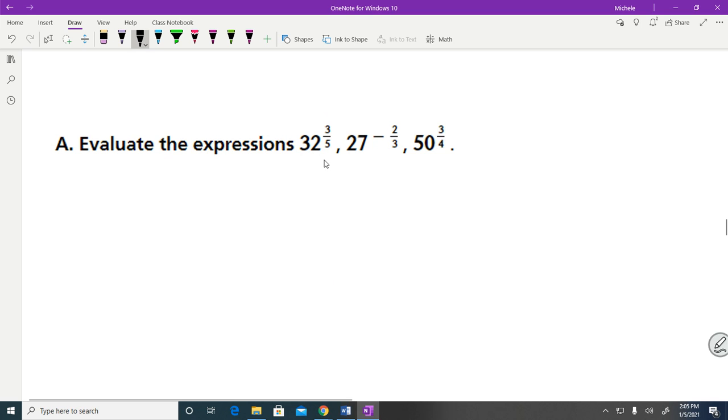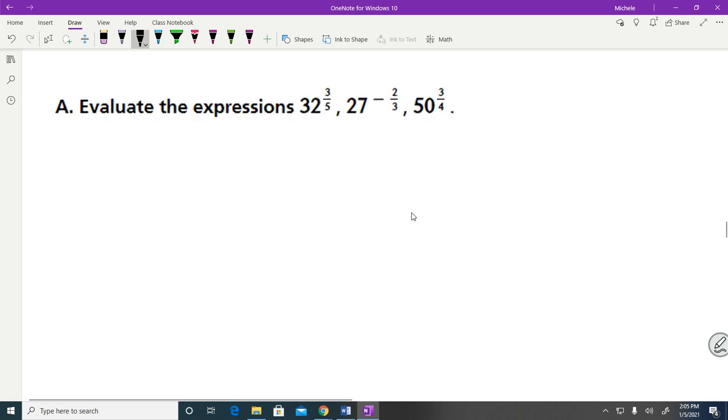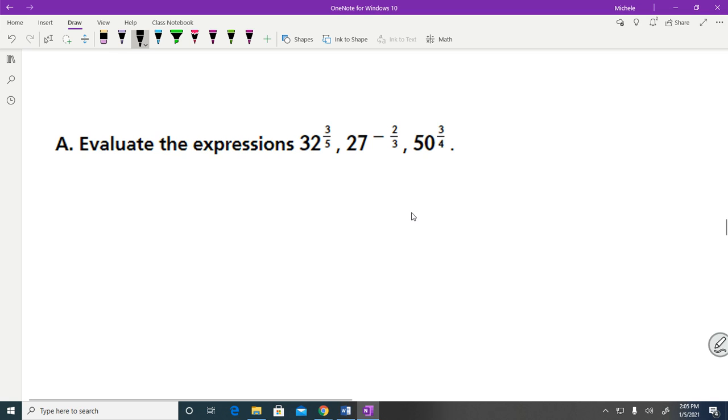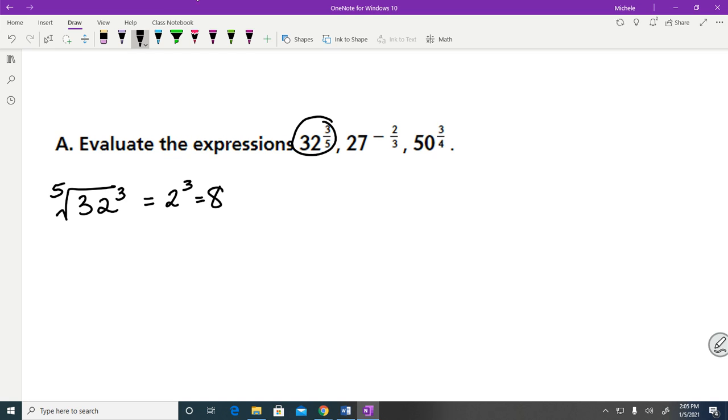All right, then I'll evaluate all of these and see what happens. So 32 to the 3/5, that would be the 5th root. I'm working on this one right now. 32 raised to the 3rd power. Let's see, I feel like we did this one because the 5th root of 32 is 8, and then 8 cubed. No, not the 5th root of 32. The 5th root of 32 is 2, and 2 cubed is 8. So this is the same as 2 cubed, which is 8.